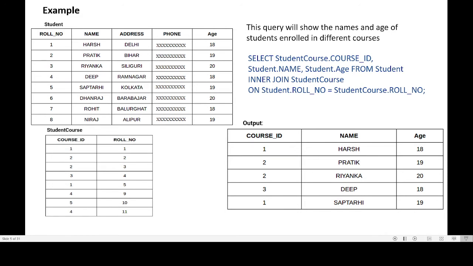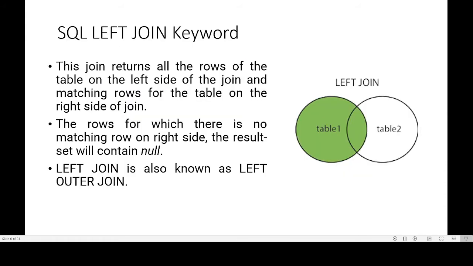Then the names, we know that from 1 to 5 the names are Harsh, Pratik, Riyanka, Deep and Saptarshi. So those names are displayed here, and the ages for those students are also displayed: 18, 19, 20, 18 and 19. So this is the result for inner join. This is how we do inner join. We'll be giving a condition, and based on the condition it will search for the matching rows and display the result accordingly.